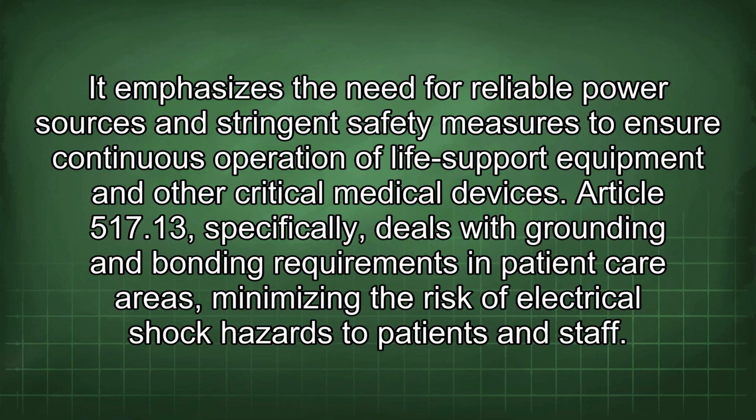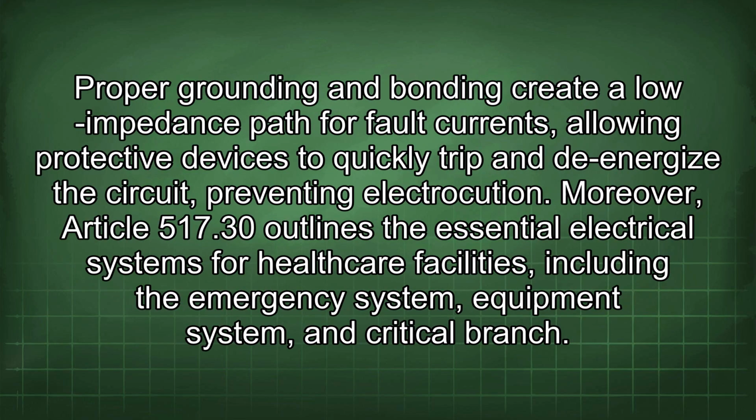Article 517.13 specifically deals with grounding and bonding requirements in patient care areas, minimizing the risk of electrical shock hazards to patients and staff. Proper grounding and bonding create a low impedance path for fault currents, allowing protective devices to quickly trip and de-energize the circuit, preventing electrocution. Moreover, Article 517.30 outlines the essential electrical systems for healthcare facilities, including the emergency system, equipment system, and critical branch.